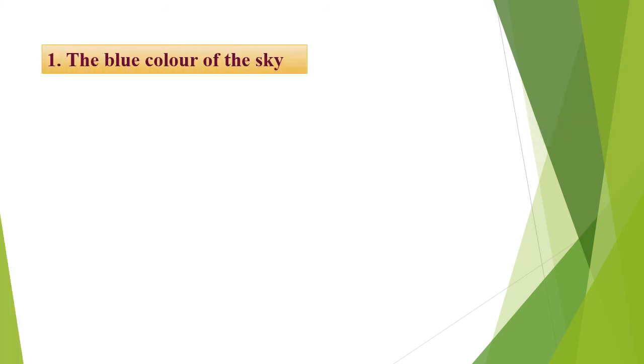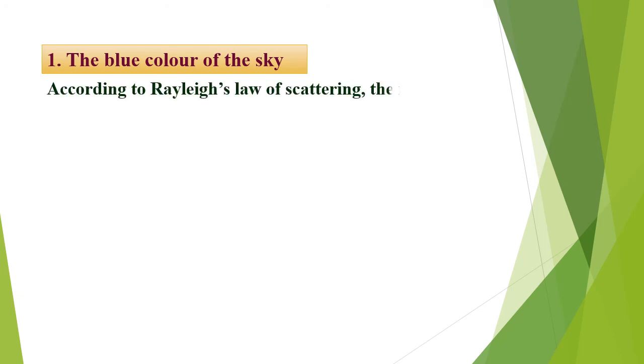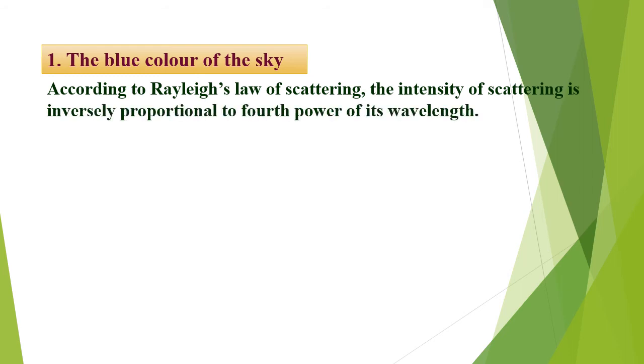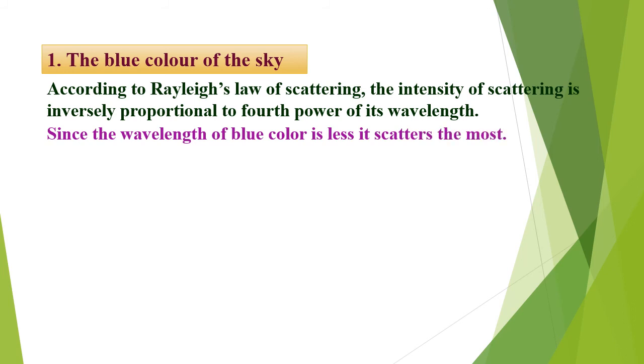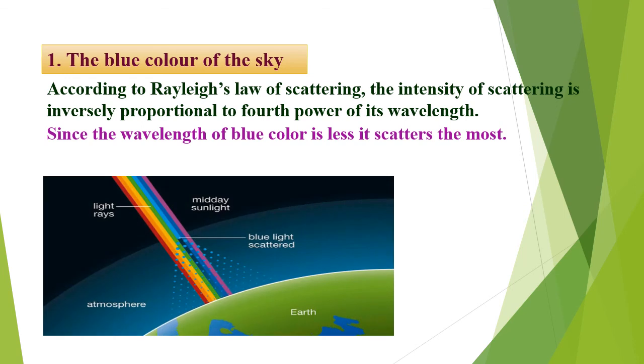The blue color of the sky. What is the reason behind this? The simple reason is scattering of light. Because of scattering of light, the color of the sky is blue. According to Rayleigh scattering, the intensity of scattering is inversely proportional to the fourth power of the wavelength. Color to color the wavelength changes. Since the wavelength of blue color is less, it is scattered the most in comparison with others.